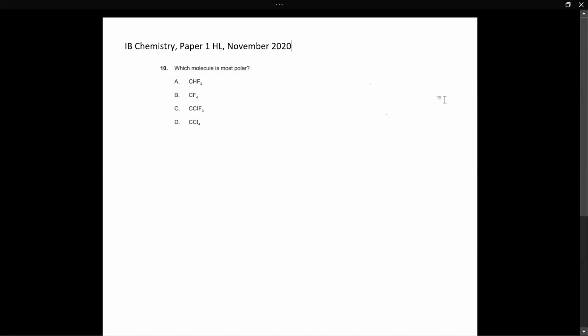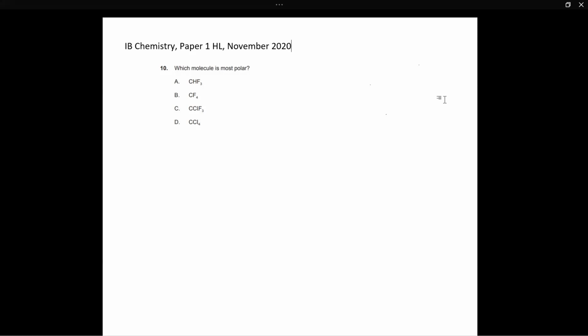In this video, we're going to be looking at a question from an HL Chemistry Paper 1 from the November 2020 batch. So this question asks, which molecule is the most polar? And they've given us these four options over here.